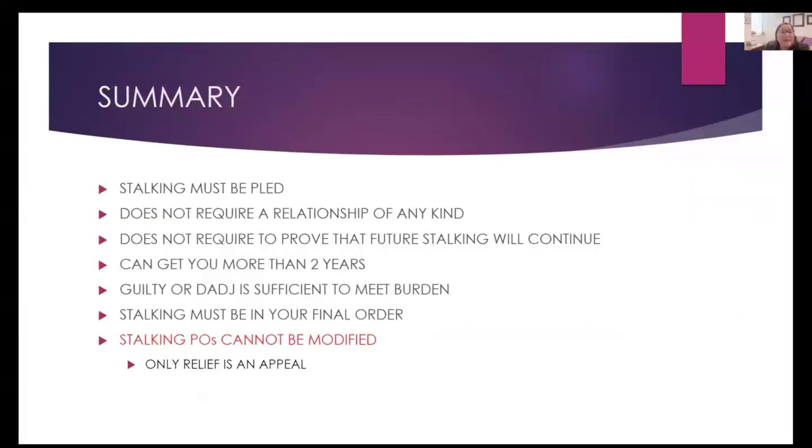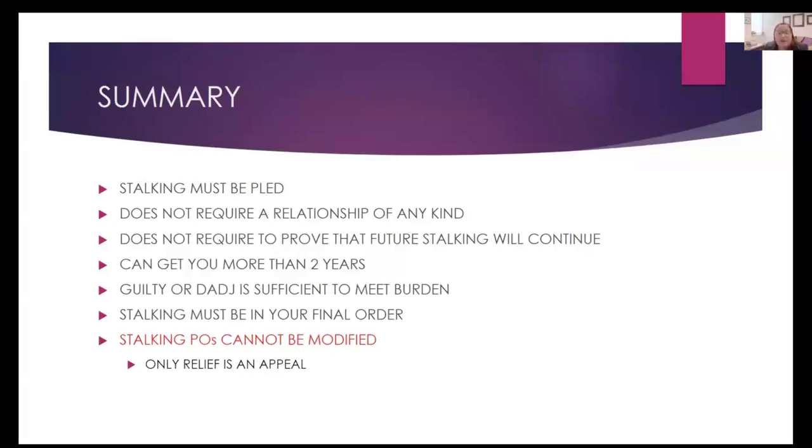So again, stalking must be pled. Remember, when in doubt, if you feel like you have at least some sufficient ground to make that argument, I'm not saying to just plead everything and be frivolous, but if you feel that there is at least a minutiae amount of evidence that you could meet your threshold, make sure to include that in your application. And it does not require a relationship of any kind.